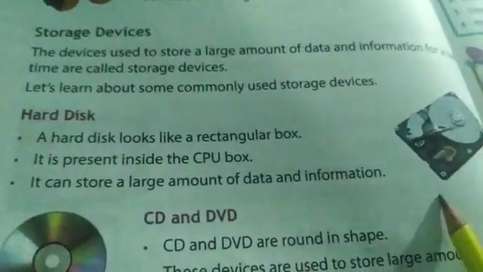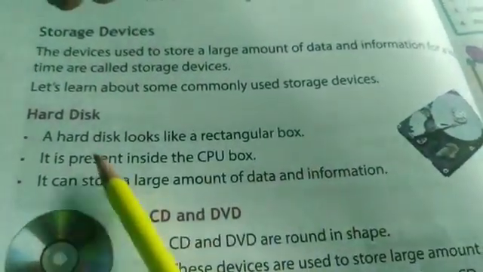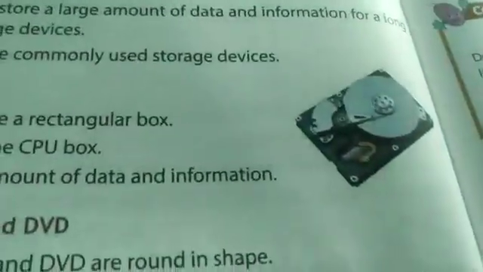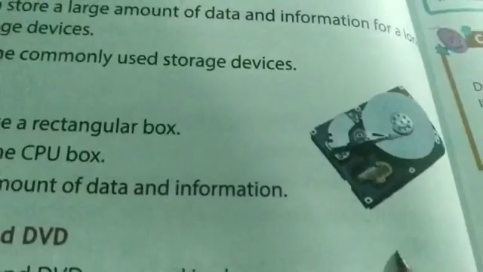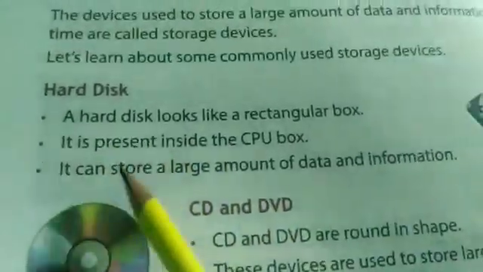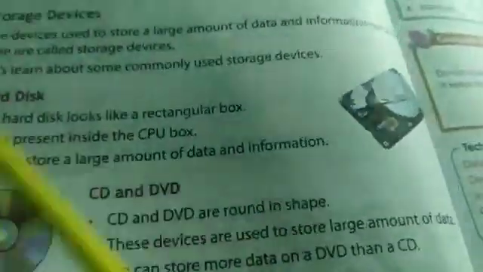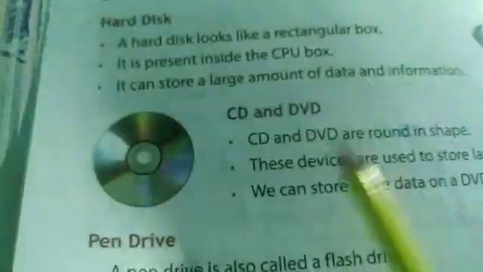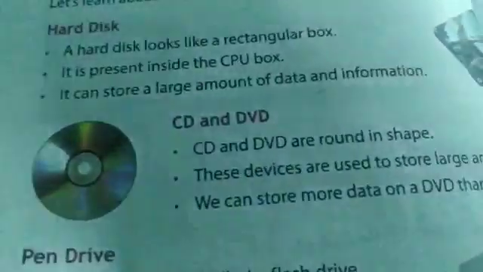So the first storage device is the hard disk. A hard disk looks like a rectangular box. Children, see, this is a picture of a hard disk and it looks like a rectangular box. It is present inside the CPU. This hard disk is present inside the CPU to store a large amount of data and information.